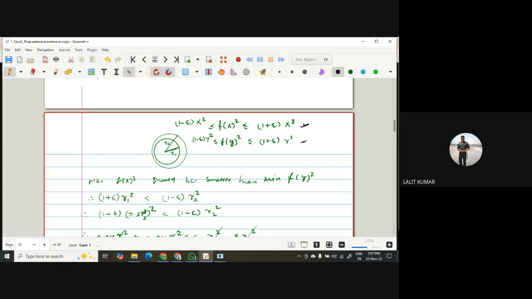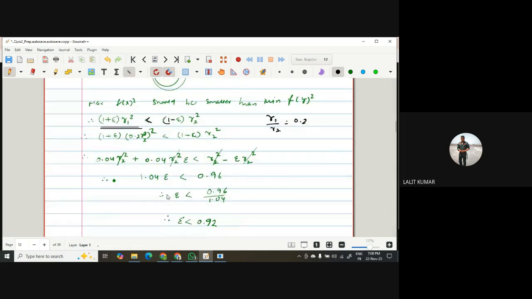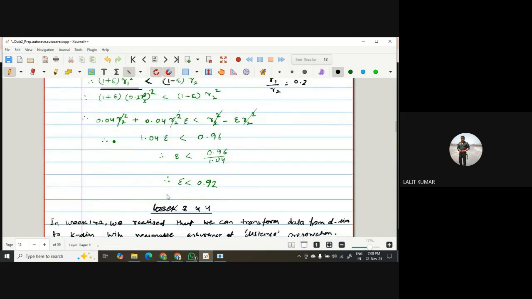Now, the maximum of ||f(x)||² has to be lower than ||f(y)||². So the maximum of this has to be lower than ||f(y)||² for spherically separable. So it means (1 + epsilon) R1² has to be less than or equal to (1 - epsilon) R2². R1 over R2, they have given 0.2. We solve this and we get the answer, which comes around 0.992.